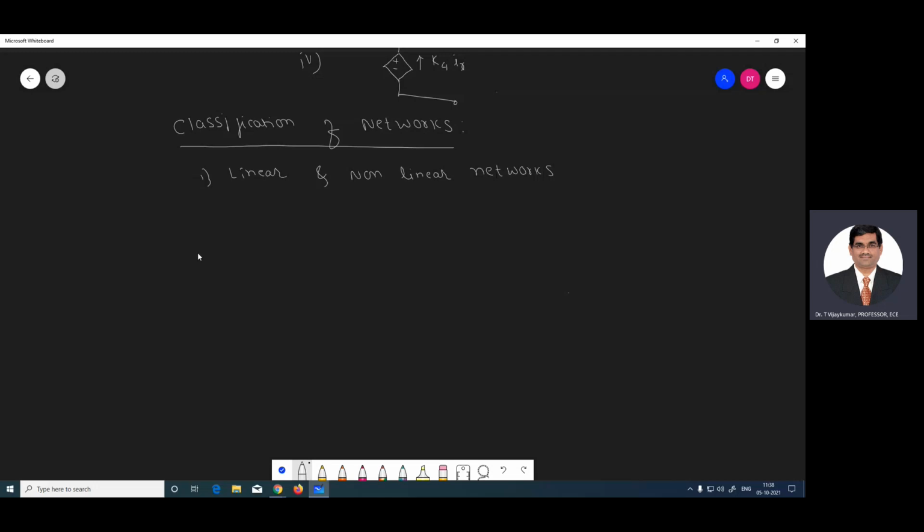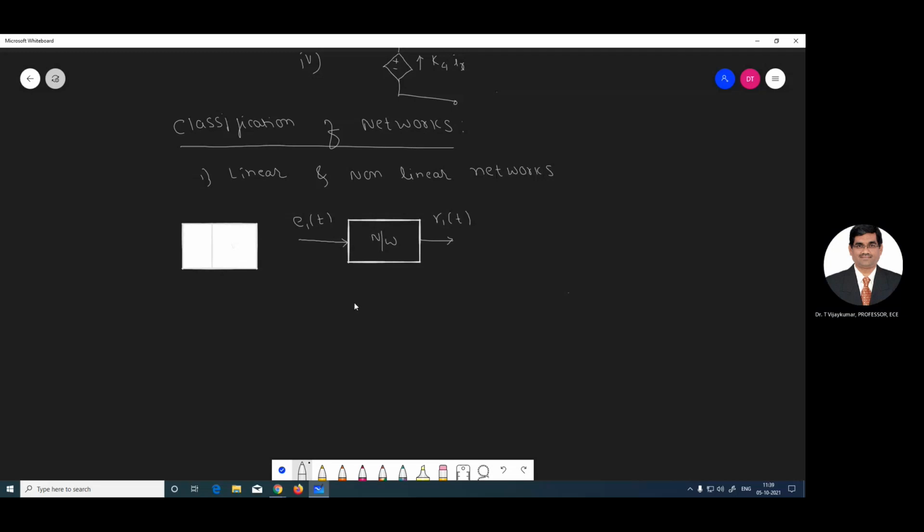A network is said to be linear if the principle of superposition is satisfied. So what is meant by the principle of superposition? Consider any network. We apply an input, which we can call an excitation. When you apply the input, you get some response that we can denote as R1 of t. The excitation may be either a voltage or a current. When you apply this voltage or current to the network, you get some output that we call the response. Here we represent the excitation as E1 of t and the response as R1 of t.